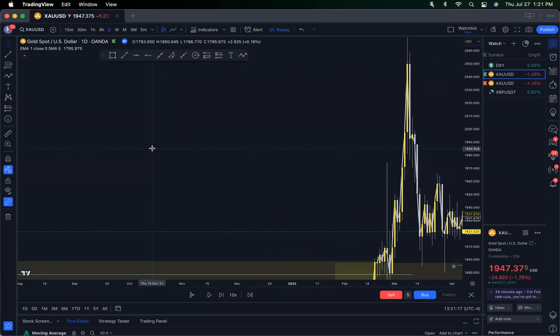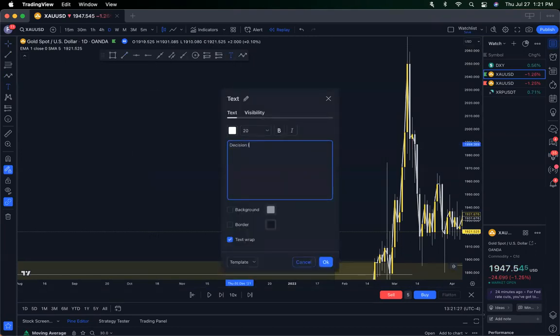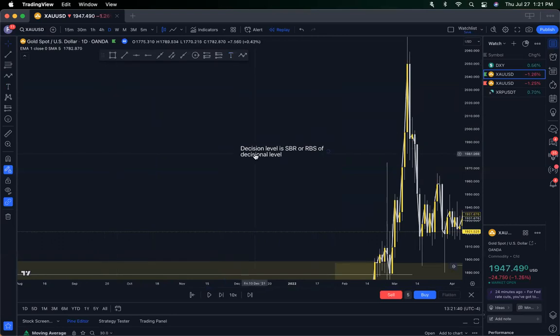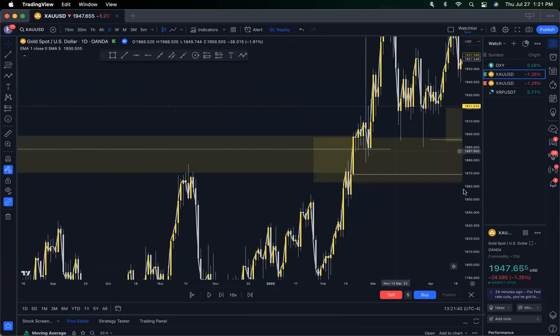That's what it is. If you can write it down somewhere, keep that in your notebook or in your mental notes. Decision level is SBR or RBS of decision level. Using multi-time frame analysis, you will see that once you have the rejection come here instead of here. So let's see if we can do that.